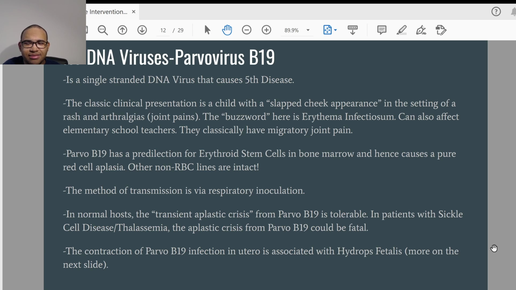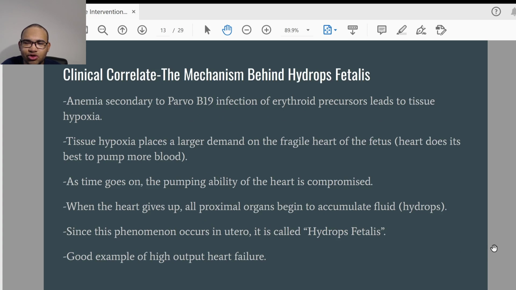I'll talk about the mechanism, because for hydrops fetalis many people just memorize the buzzword, but they don't actually understand what in the world it means. So I'll talk about what that means right now. If your erythroid progenitors are infected with Parvo B19, they won't work. If they don't work, you're not going to produce red blood cells. So you're going to have an anemia.